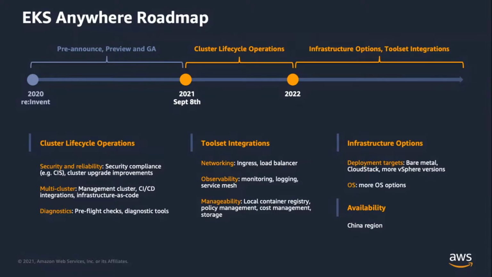In addition to that, we're going to expand the range of deployment targets you can deploy the EKS Anywhere clusters to. We'll add bare metal support and CloudStack support. We're also going to look at even more deployment targets beyond these two. And we will also have more operating system and vSphere versions for your choice. Last but not least, we're going to enable EKS Anywhere subscription in the China region.